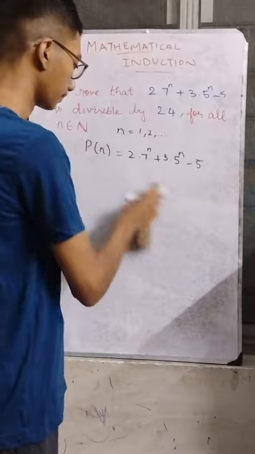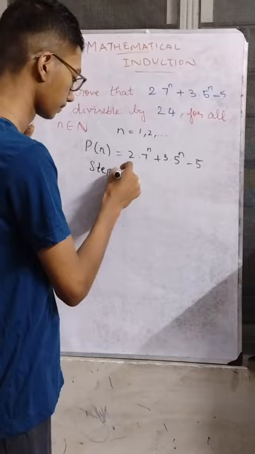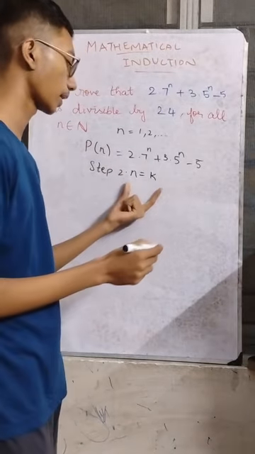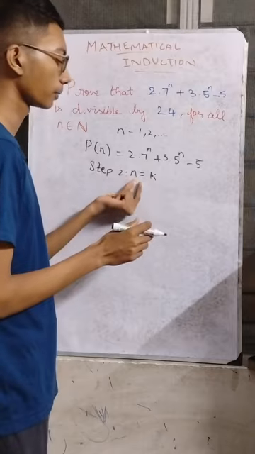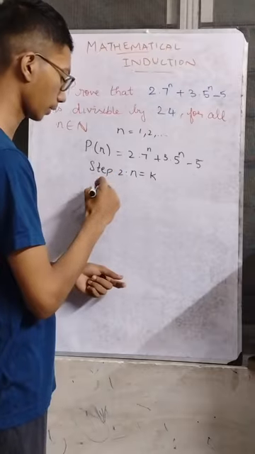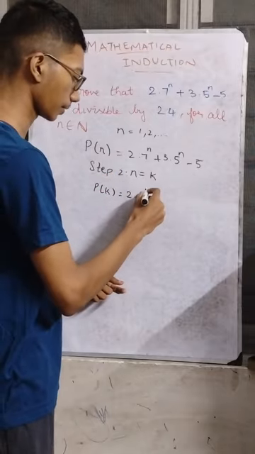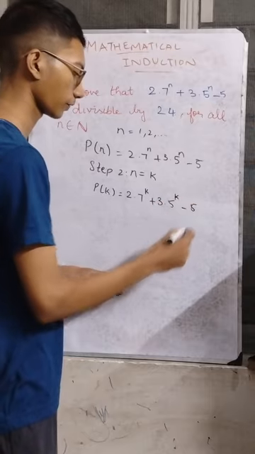So the next step, step 2, put n equal to k. We need to assume n equal to k is proved, or it satisfies when we put n equal to k. So if we put n equal to k, then p of k equals 2 times 7 power k plus 3 times 5 power k minus 5.